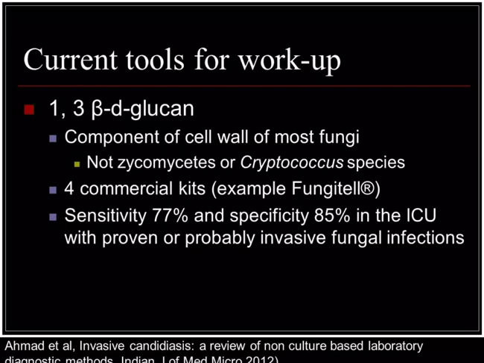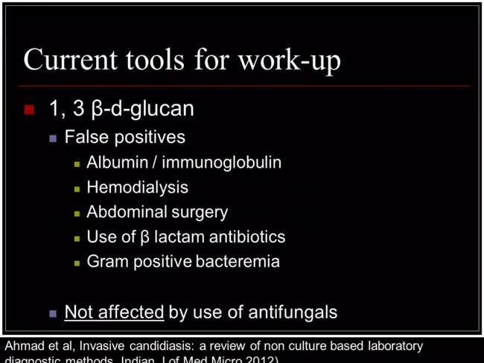Sensitivity 77%, specificity 85% in the ICU in an already proven or probable case. False positives, you always want to know, like we talk about procals on my rotation: false positives for 1,3-beta-D-glucan include albumin, immunoglobulins, dialysis, abdominal surgery, beta-lactams, or gram-positive bacteremia. That's kind of like all my patients.